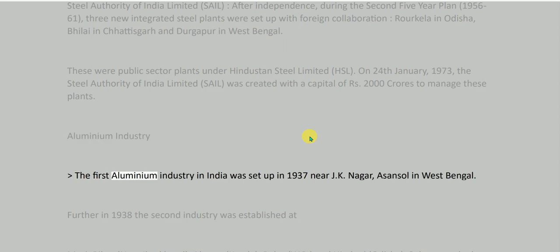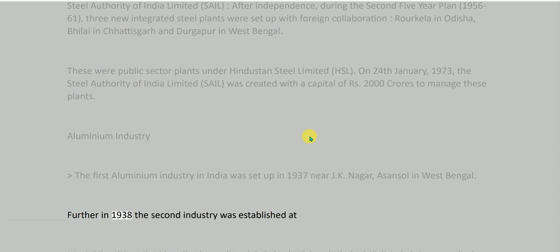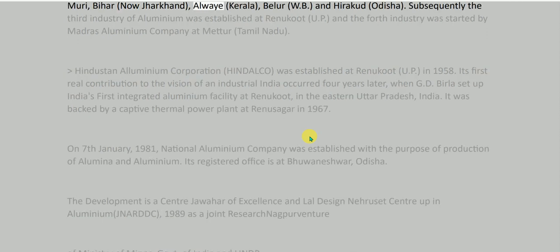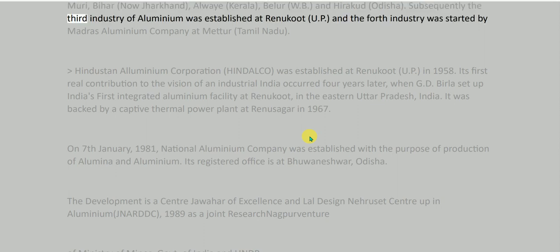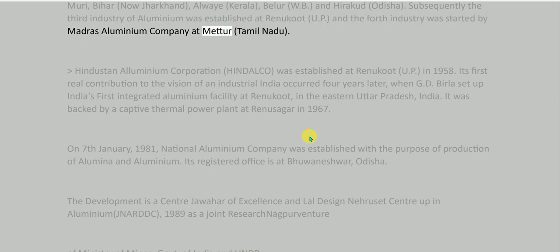Aluminium Industry. The first aluminium industry in India was set up in 1937 near J.K. Nagar, Asansol in West Bengal. Further, in 1938 the second industry was established at Muri, Bihar, now Jharkhand, Alwaye, Kerala, Belur, West Bengal, and Hirakud, Odisha. Subsequently the third industry of aluminium was established at Renukoot, UP, and the fourth industry was started by Madras Aluminium Company at Mettur, Tamil Nadu.